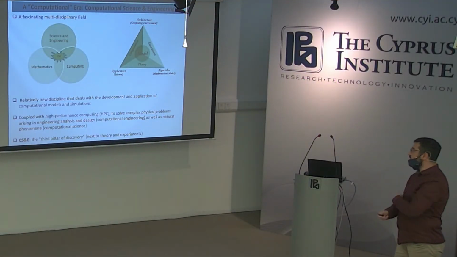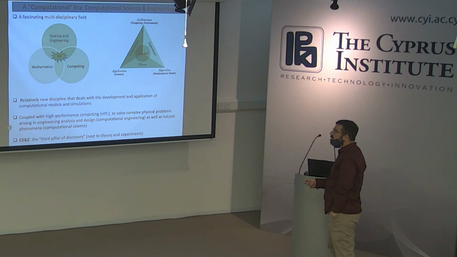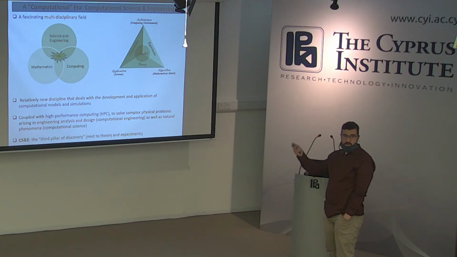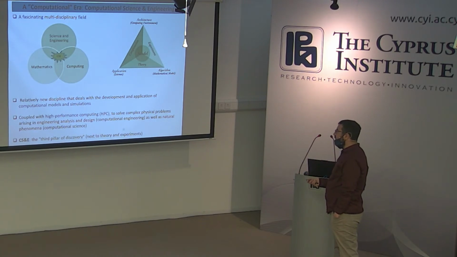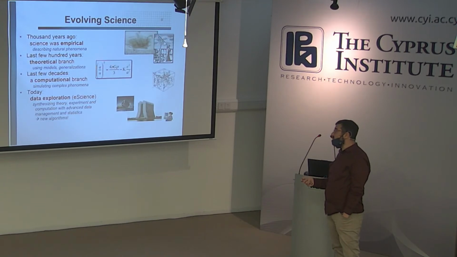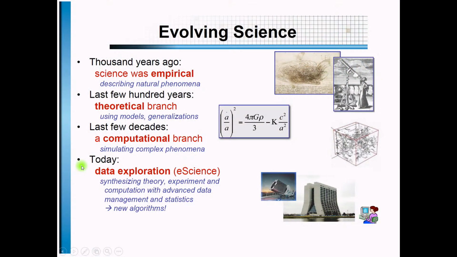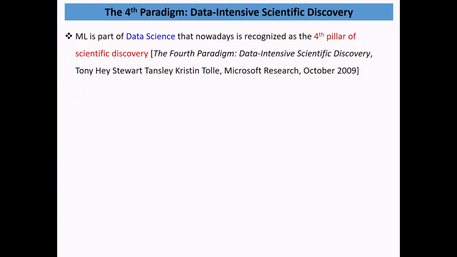Now, as a final part of this generic discussion, this is considered to be the third pillar of discovery, because, as we have seen before, theory and experiments were the first ones, but nowadays there is another part that has been developed in the last couple of decades, which is called data exploration. Typically, we describe this as the fourth paradigm for advancing science. There is a very nice pictorial evolution of science from empiricism to the theoretical branch to the computational branch, as we have seen after 1945, and then data exploration in the last couple of decades. All these together are typically called the fourth paradigm, which concerns data science.